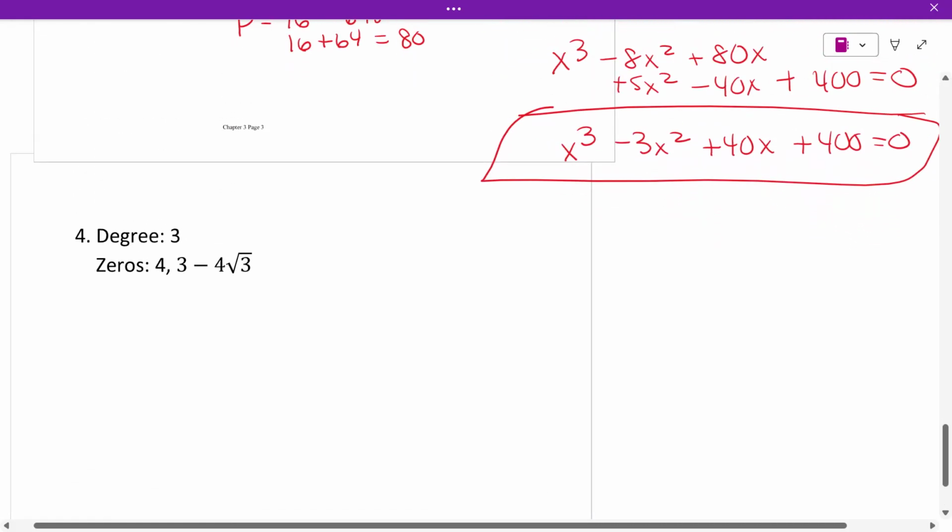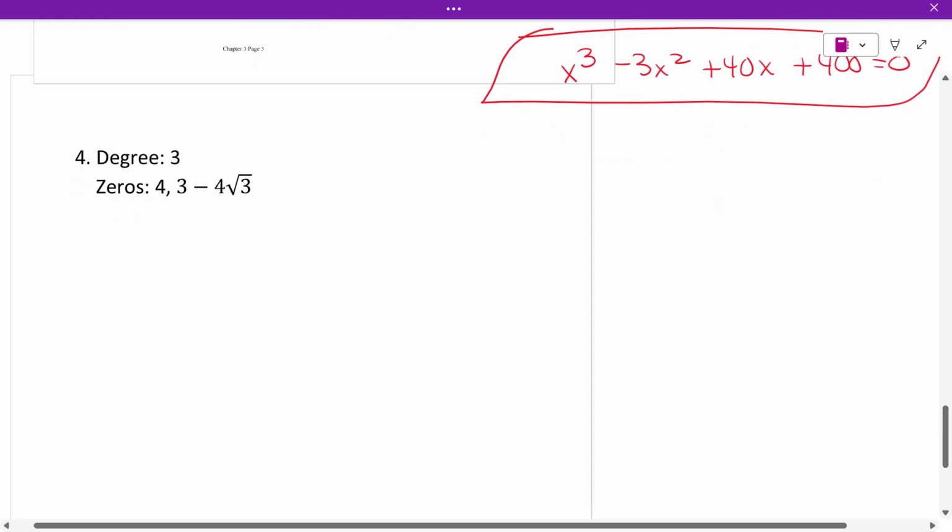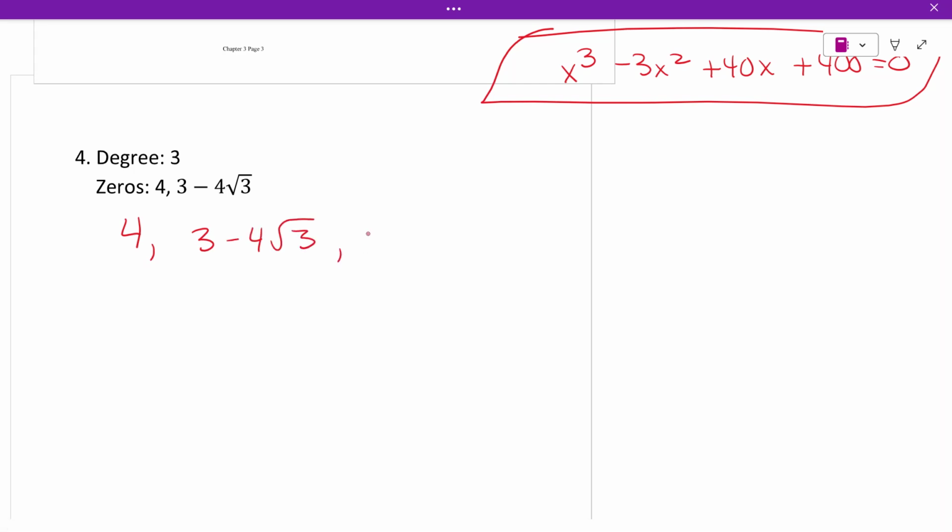Okay, one last one. 4 is a root. 3 minus 4 square root of 3 is a root. And then 3 plus 4 square root of 3. So you take these two. Those are the two odd ducks. Take the sum. What's the sum of those two? 6. So plain simple 6 because the other terms cancel.